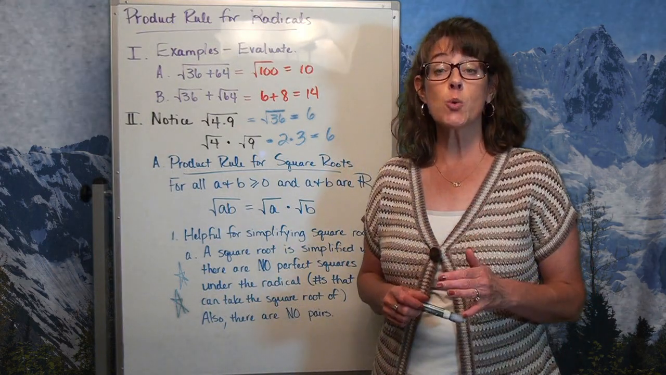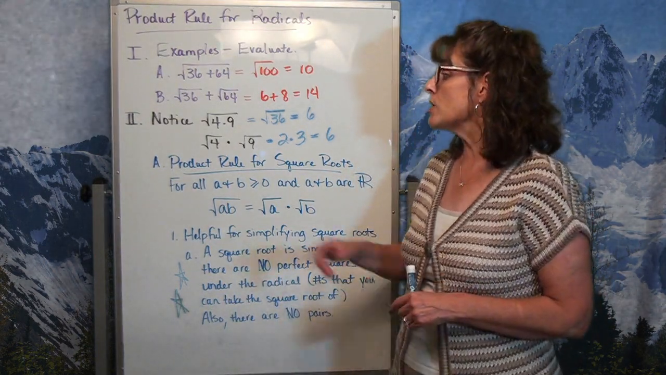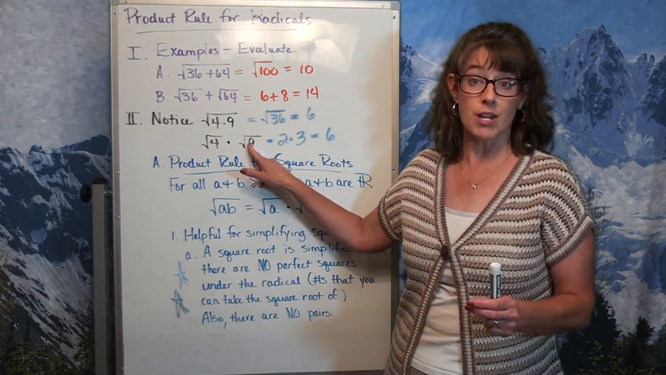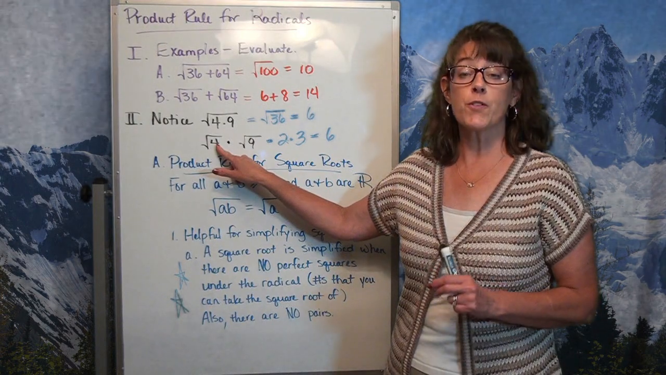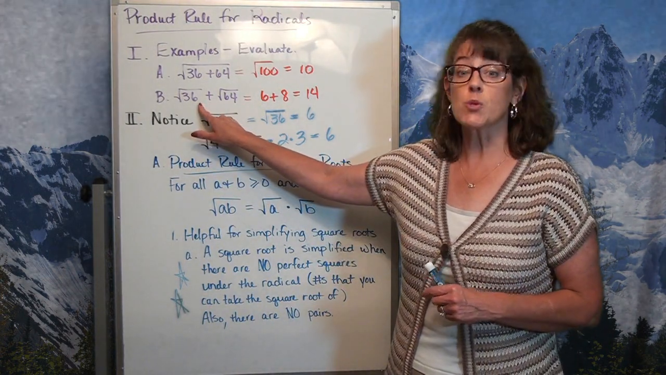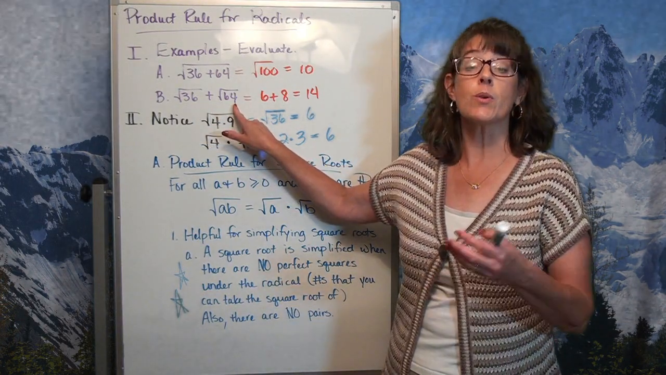Now, a perfect square is a number that you can take the square root of. So in other words, a 9 is a perfect square, because what's the square root of 9? 3. A 4 is a perfect square, because what's the square root of 4? 2. A 36, what's its square root? 6. 64, what's its square root? 8.